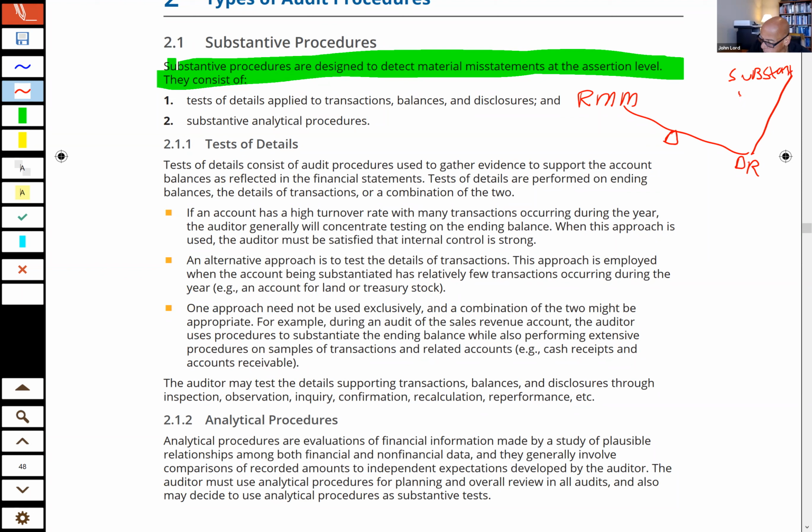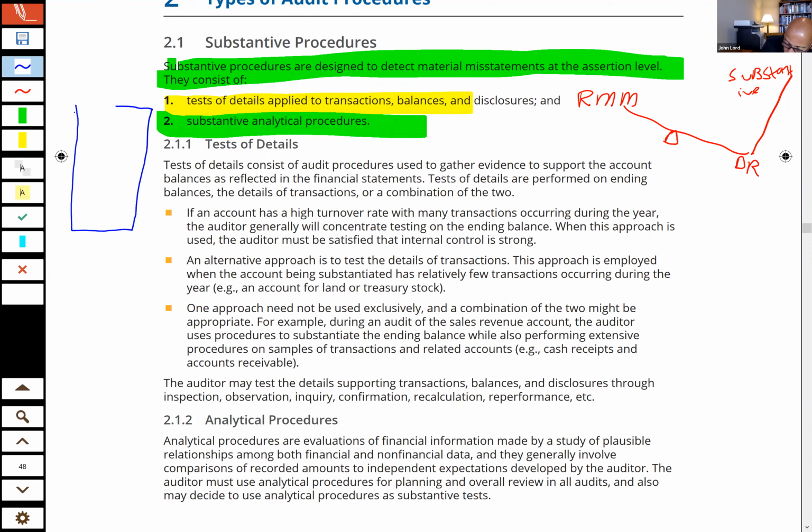I don't think I can fit it in there. Substantive, I have to cut it into 2 lines there. Substantive procedure is really designed to do what? To detect the misstatement, to lower our detection risk. Okay, good. Now, when they talk about substantive procedures, they tell us that we can have test of details and we can have substantive analytics. Now, we don't have to have substantive analytics, but we can.